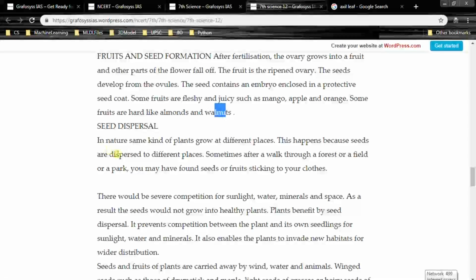Seed dispersal. In nature, some kinds of plants grow at different places. This happens because seeds are dispersed to different places. Sometimes after a walk through a forest or a field or a park, you may have found seeds or fruits sticking to your clothes. Right. If we walk through the forest, we can observe that seeds stick to our shoes or clothes.